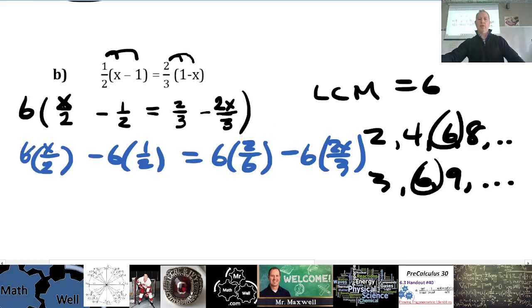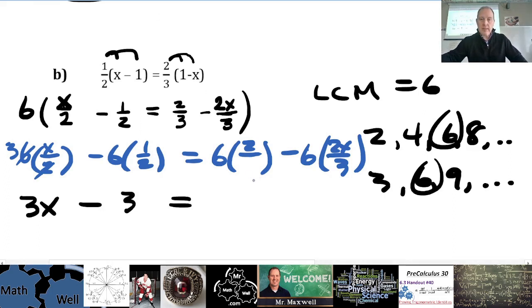Now 6 over 2 is 3. That's 3 times x. This turns into 3x. Okay? 3x. 6 times 1/2 is 3. Equals 6 over, that should be a 3 there. I don't know why I wrote a 6. Talking. So 6 over 3 is 2 times 2 is 4. And 6 times 2x over 3, so 6 over 3 is 2 times 2x is 4x.